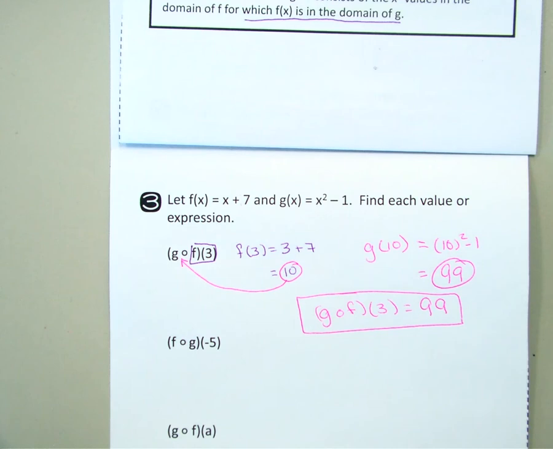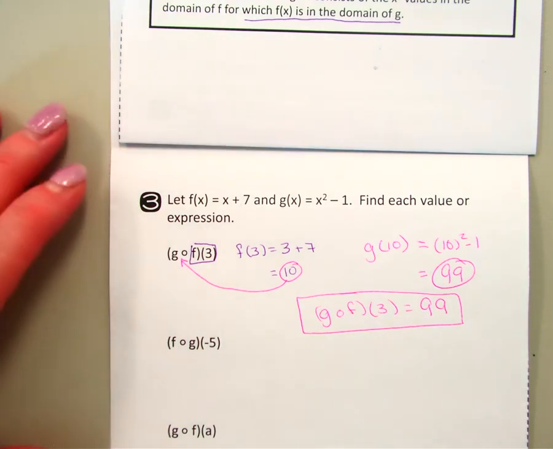Now we don't state a domain here because we got a numerical value as our answer. We state a domain when we have a variable as part of our answer. So when we have an x in our answer, that's when we would talk about what the domains are. We don't have that here, so we don't need to really worry too much about the domain of that composition.